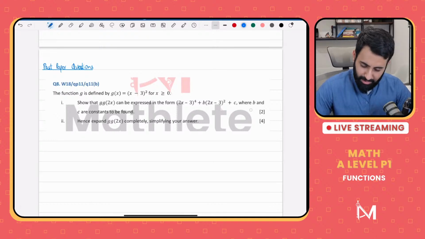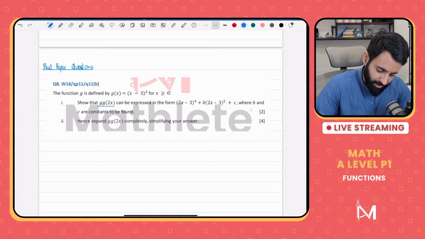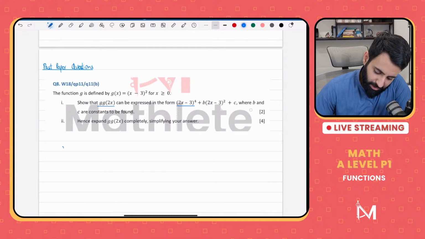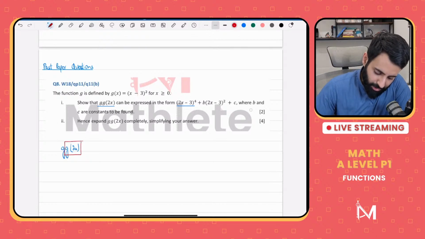So this question says, show that g of 2x can be expressed in the following form, where b and c are constants to be found. So notice the question is g of 2x. That means although it's a composite function, we can break it down into two parts. That is, we first find out g of 2x.